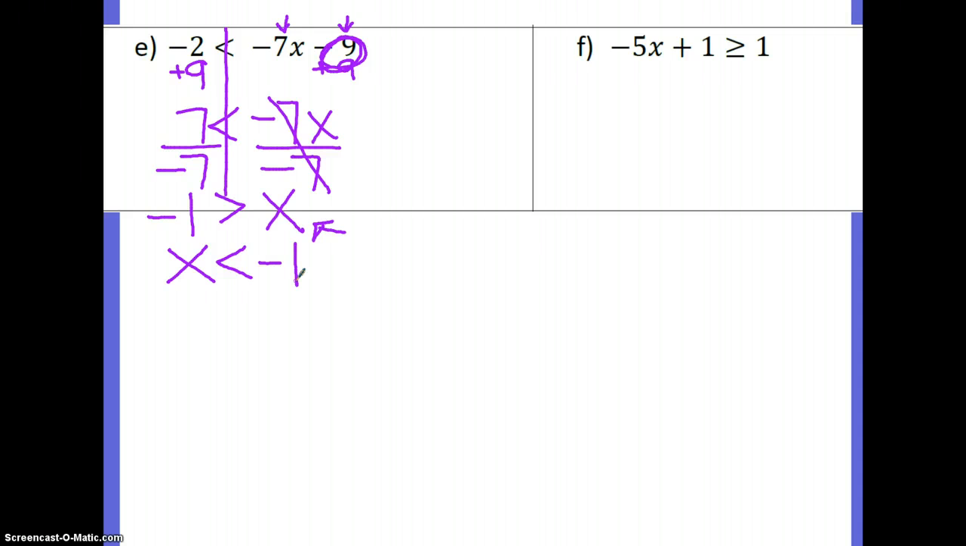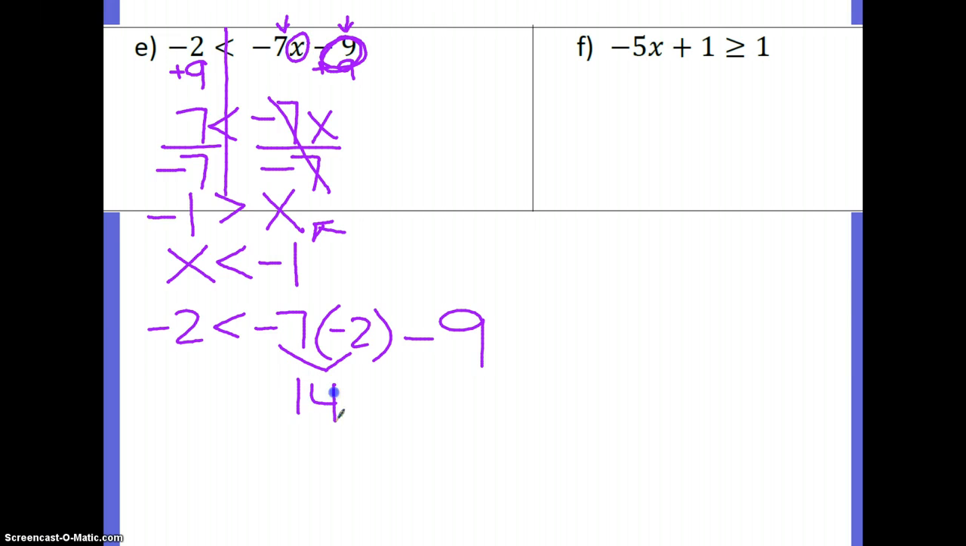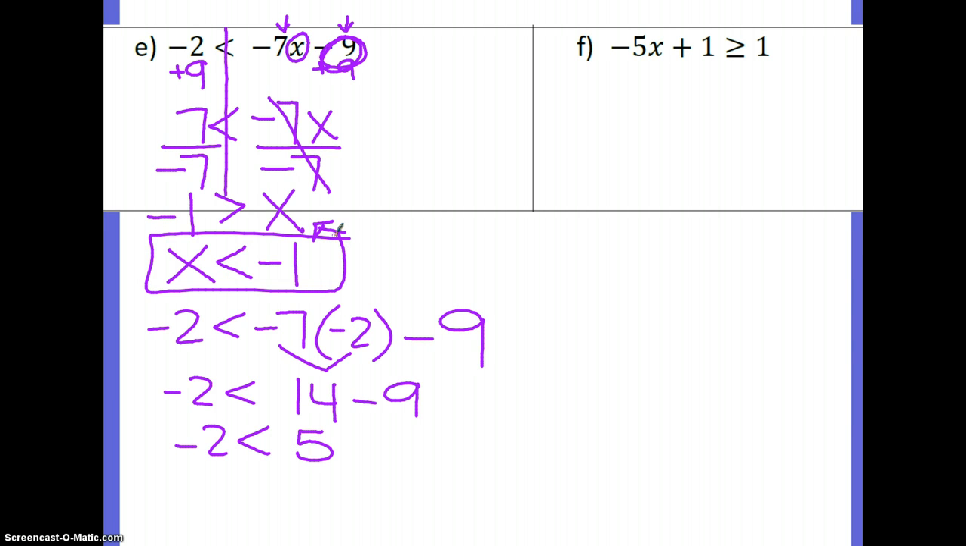And you could check it. You could plug in a negative 2 and see if it works. So negative 2. I know negative 2 is less than negative 1, so I picked a number that's less, and I'm plugging it in for x in the original inequality to see if this works. So this is 14. 14 minus 9 is 5. So negative 2 is less than 5. Well, that's true. And so this really is correct.